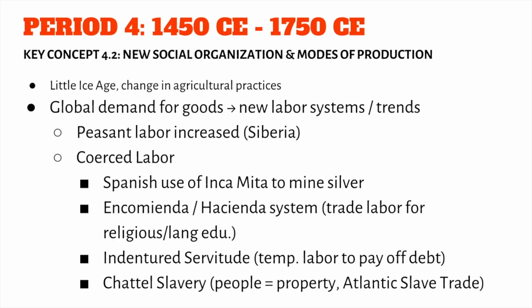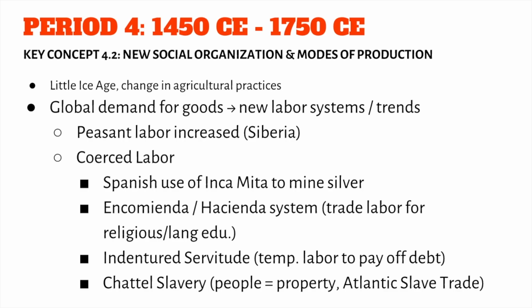The encomienda and the hacienda system, this is where there was a trade for labor in exchange for religious or language education. Indentured servitude is also an exchange where you would get help getting to another place, like maybe you're going to the Americas and then you're going to work for about 7 years to pay off that debt. And then a final example would be chattel slavery.